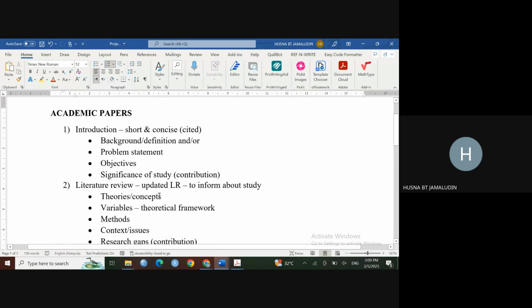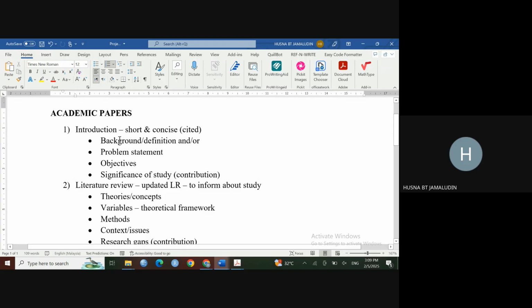Okay, let's look at it in a detailed manner. So under introduction, I will go very slow. If you want to ask questions, feel free. This is meant to be two-way interaction. I have to do it online because some of you are not in Malaysia. That's why we have to do it online.